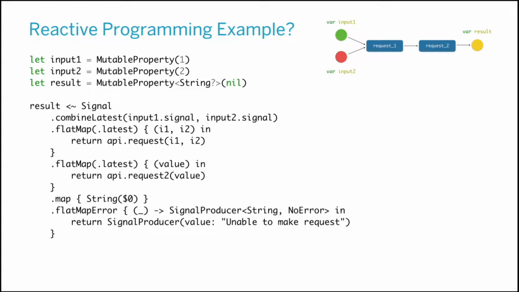And then basically, if any of these previous streams were to send an error, we're going to end up in the flatMapError there, and we're just going to set the string value.